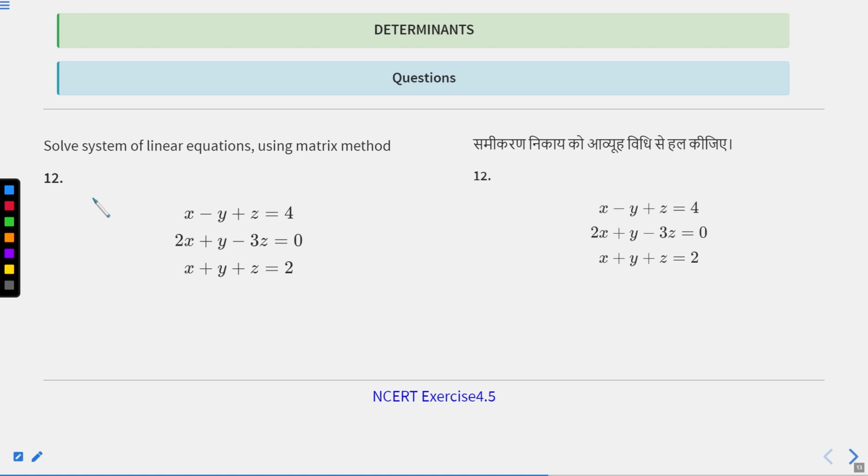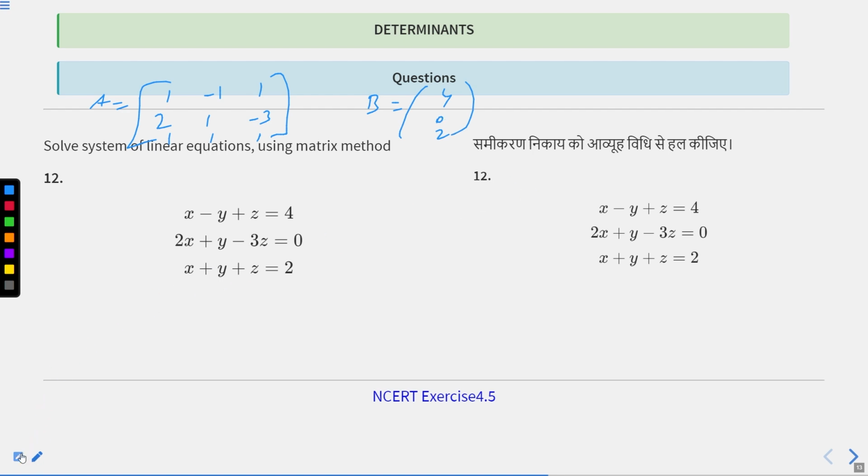So problem 12, the same approach we will do. Let me just quickly go through it. So the A matrix will be 1 minus 1 1, 2 1 minus 3, 1 1 1. Okay, this is your A. Now B is 4 0 2. This is your B.